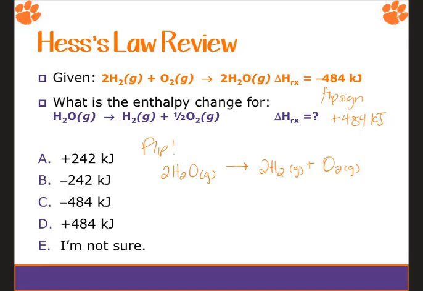Okay, so now everything's where it needs to be, but my numbers are off, right? I have 2 moles of water here, but I only need 1. So last time we were multiplying stuff, but you can also divide. So now I'm going to divide everybody by 2. So I go from 2 moles of water to just 1 mole of water. I go from 2 moles of hydrogen gas to just 1 mole of hydrogen gas. And I go from 1 mole of oxygen to just a half mole of oxygen.